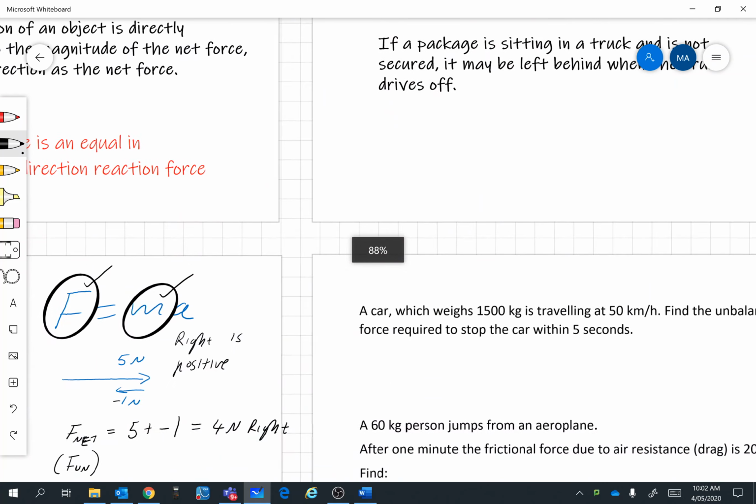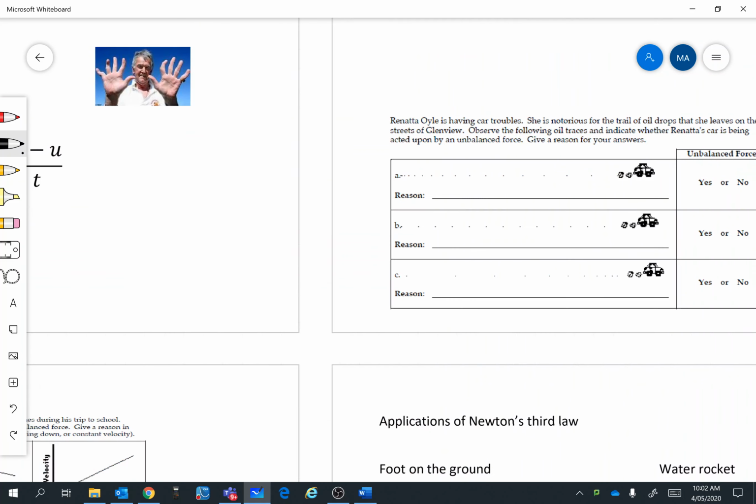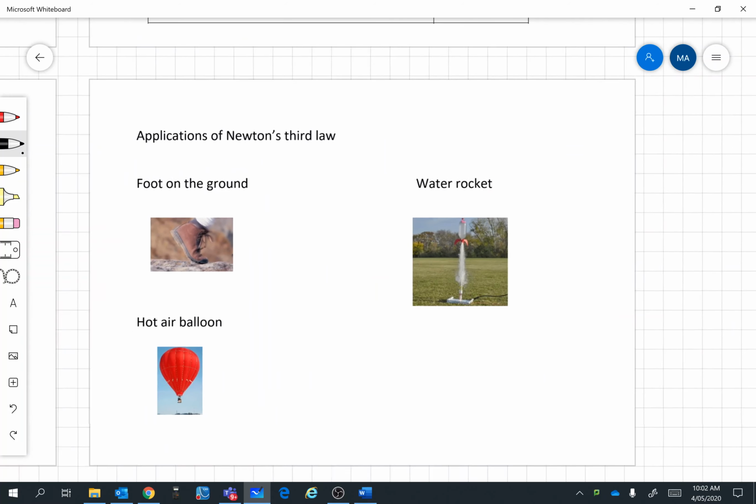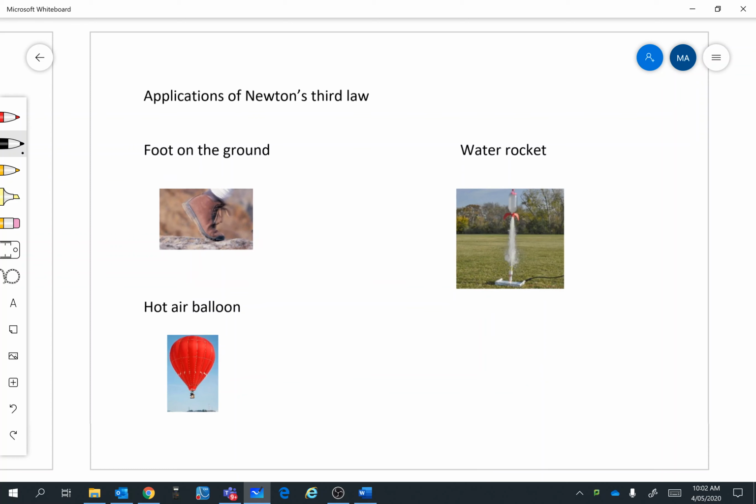We're just going to discuss a few different situations and how Newton's third law pertains to those. So I'm going to go to this slide here, which is right near the end of the notes. I'm just going to talk about a few situations, the forces that are being exerted and the reaction forces that are occurring as a result.